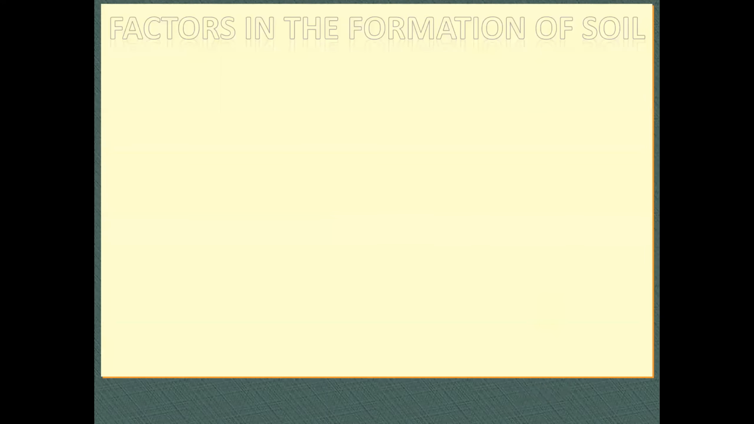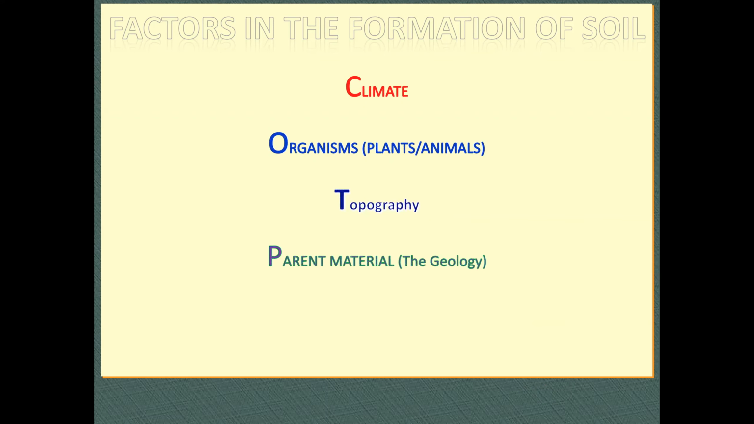And these are the factors in forming soil, and there are 5 of them: climate, organisms, topography, parent material, and the most important, lots and lots of time. Soils don't just form in a few days, in a few weeks, in a few months. They take years to form. And you have to have the right type of climate, plants and animals that die and decompose. Topography, is it flat? Is it hilly? And then what's the rock material?